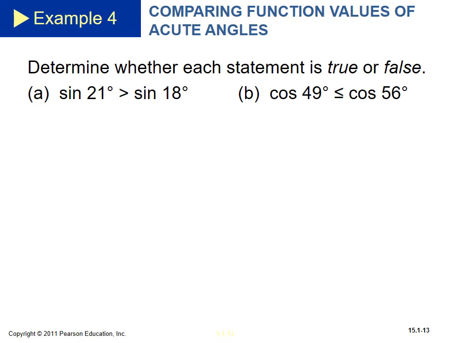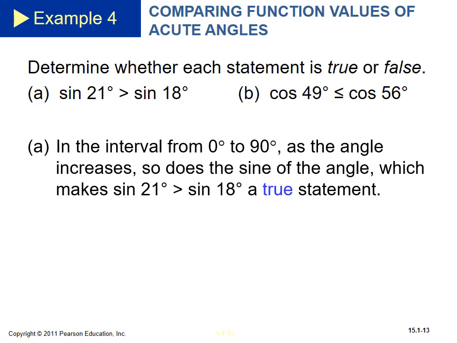All right. So we want to determine whether each statement is true or false. The sine of 21 is greater than the sine of 18. Well, we saw earlier that as the angle gets bigger, the sine increases. So as the interval from 0 to 90, as the angle increases, so does the sine of the angle, which makes the sine of 21 degrees greater than the sine of 18 degrees, a true statement.